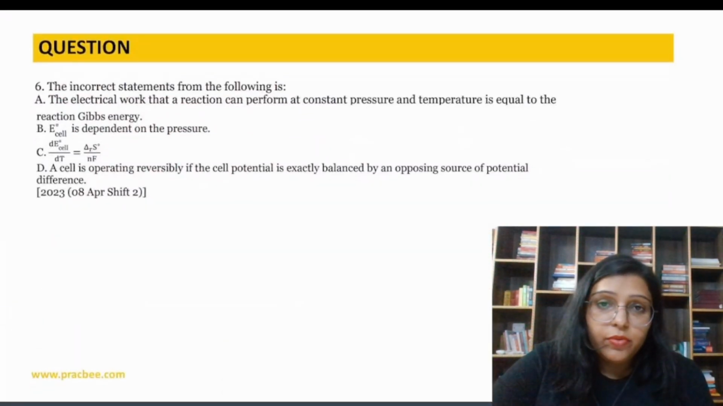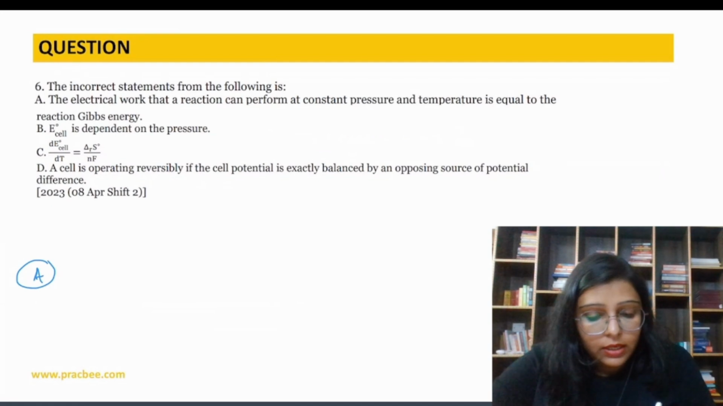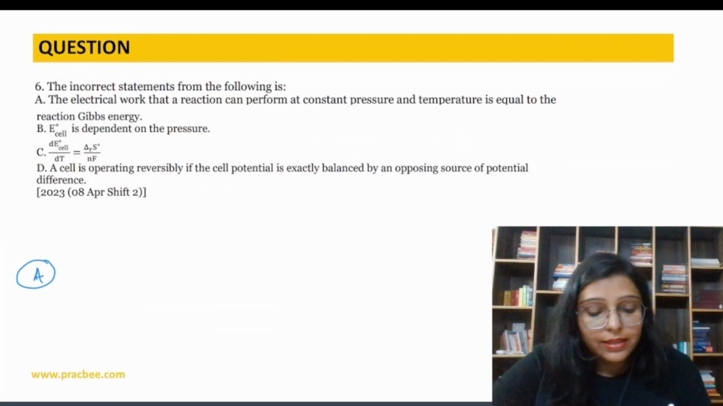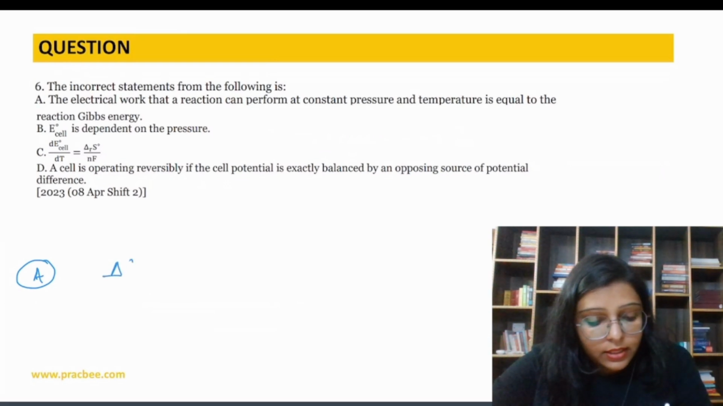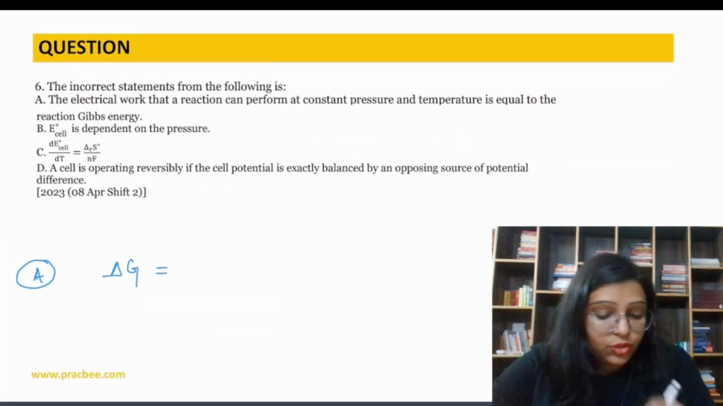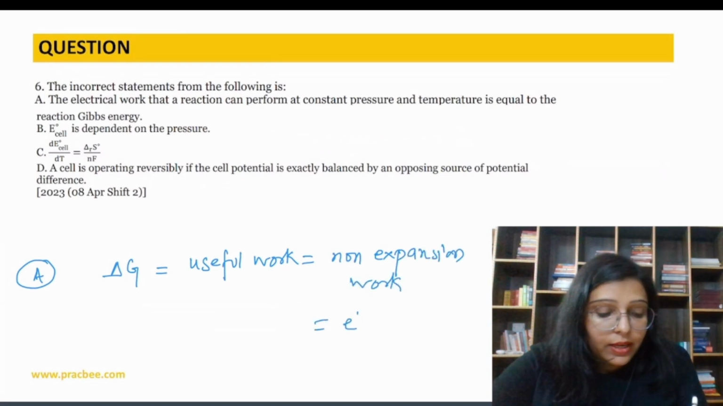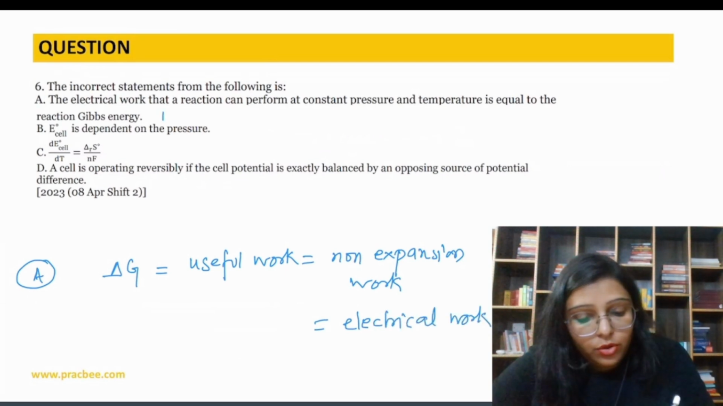The incorrect statement from the following is... So first, the electrical work that a reaction can perform at constant pressure and temperature is equal to Gibbs free energy. We have already discussed in the class that Gibbs free energy change is actually equal to the useful work, and useful work is basically non-expansion work, and electrical work is actually non-expansion work, right? Non-expansion work is the electrical work. So basically this statement is true.